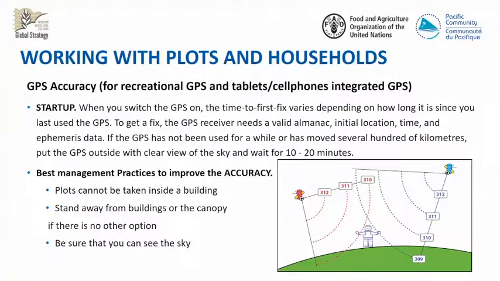GPS accuracy is useful for both recreational GPS units and tablets. It's the same. The only difference is that within our smartphone we have a very small GPS antenna and GPS receiver.